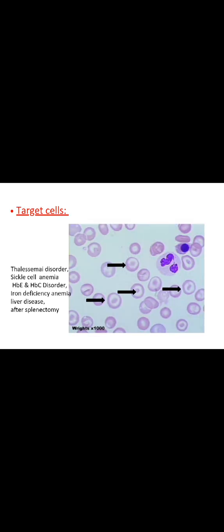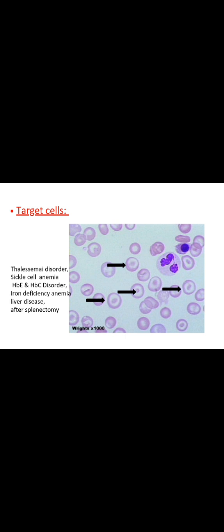The picture depicts elliptocyte, pencil cell. It is seen in hereditary elliptocytosis and iron deficiency anemia. Now it is a target cell. It is seen like a target shape, and in this image we can appreciate nucleated RBCs in upper side, in lower neutrophil, and others arrow showing target cells. It is seen in thalassemia, sickle cell anemia, iron deficiency anemia, liver disease, and after splenectomy, removal of spleen.